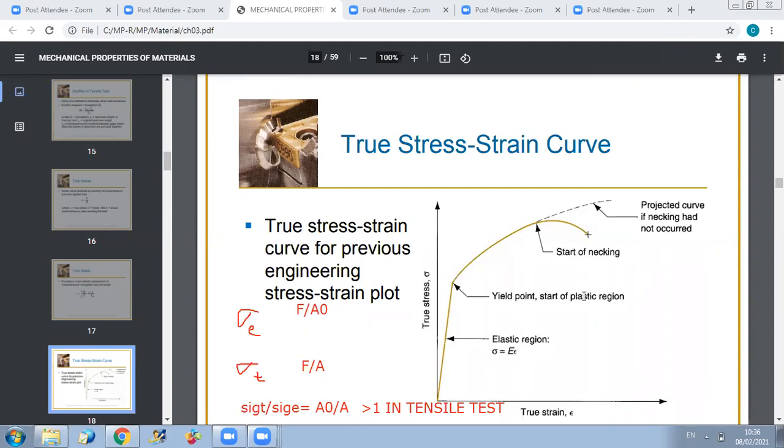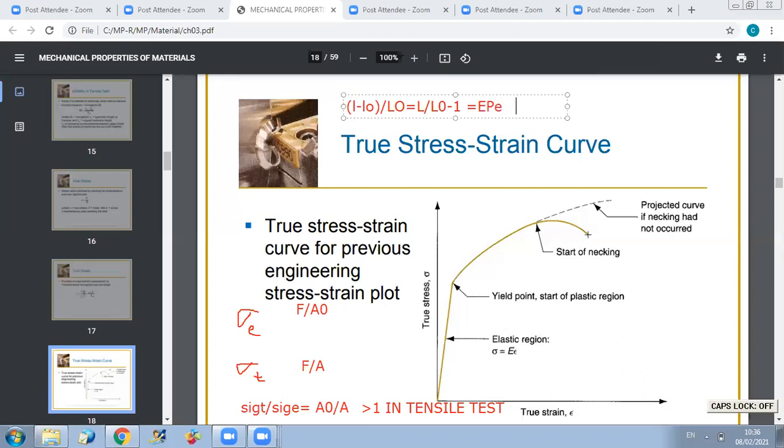Now concerning the true strain and engineering strain, the true strain will be smaller than the engineering strain. If you compare the two functions: L minus L0 over L0 is equal to L over L0 minus 1. This is epsilon engineering.